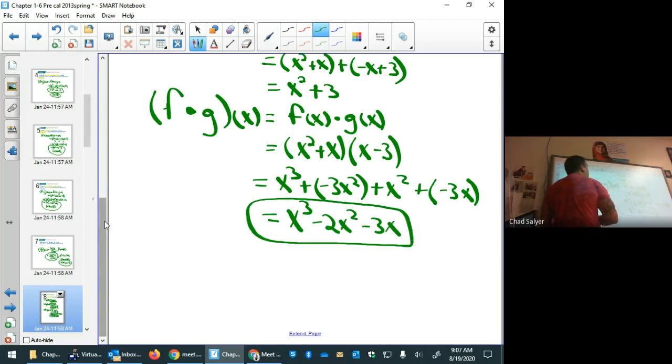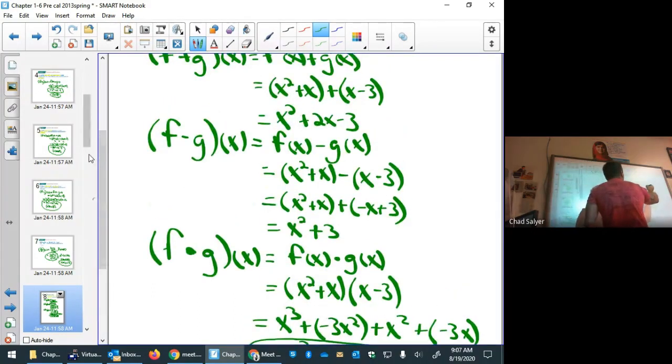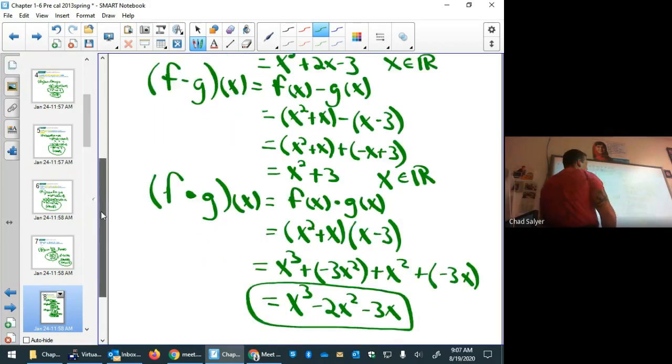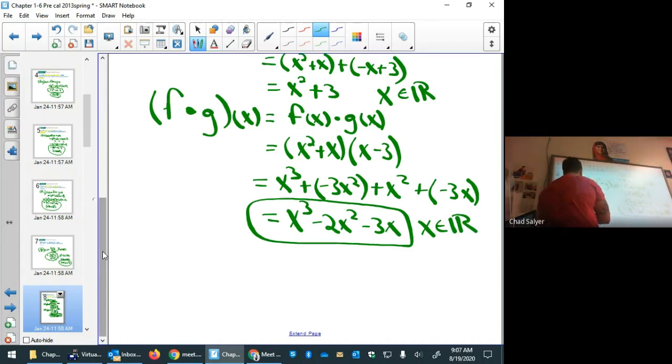And there's no domain constraints here. And in fact, in any of them. So in every case so far, it's been a domain of x is a real number. They had asked for that on all these. So in every case, x is a real number.